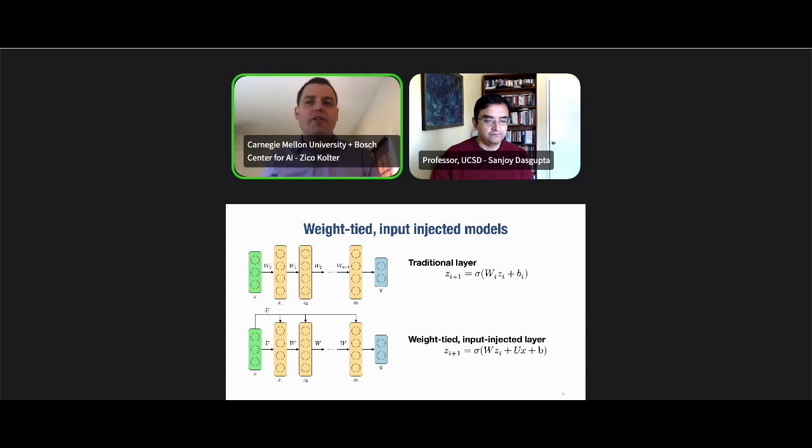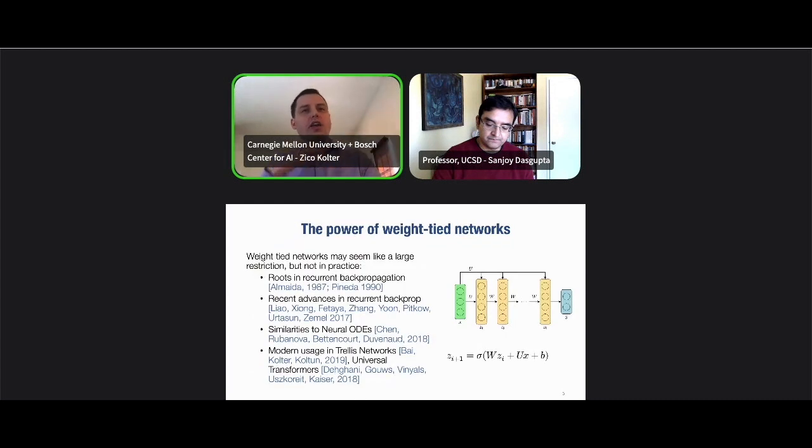It's in our paper if you want to see it. But the end point is that this is not really that much of a restriction, and you still get very powerful effects of traditional depth when you apply these weight-tied networks. So this actually relates to a long history of work in deep learning.